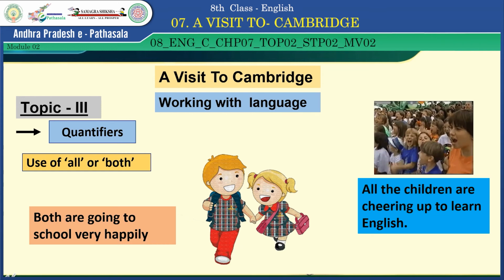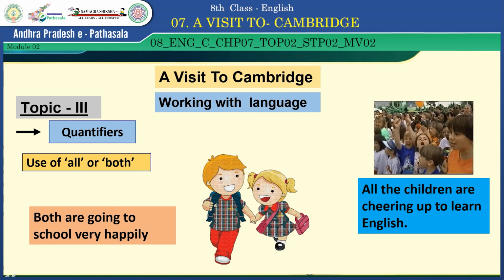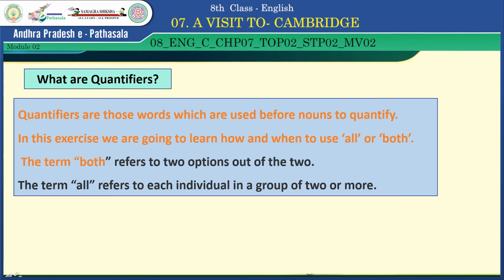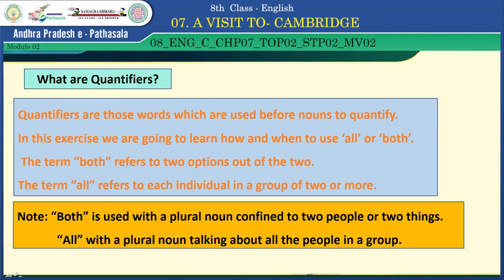Children, let's discuss what quantifiers are. Quantifiers are those words which are used with nouns to quantify. In this exercise, we are going to learn how and when to use all or both. The term both refers to two options out of the two. The term all refers to each individual in a group of two or more. See the note here. Both is used with a plural noun confined to two people or two things, and all with a plural noun talking about all the people in a group.